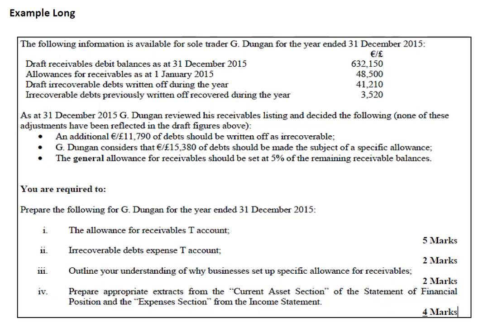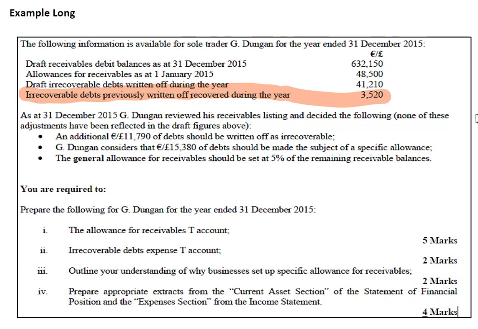So that's 7 marks, very similar to what we did before, with the exception that we actually have some recovery of debts previously written off. That's something new that we hadn't seen in the short question we did before.